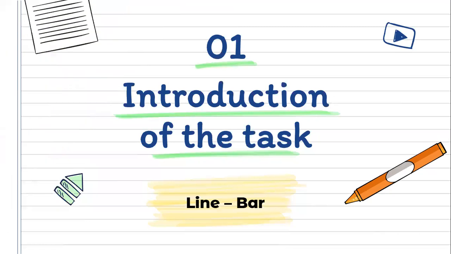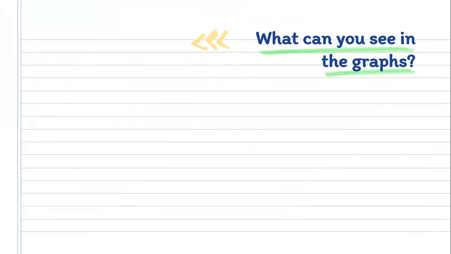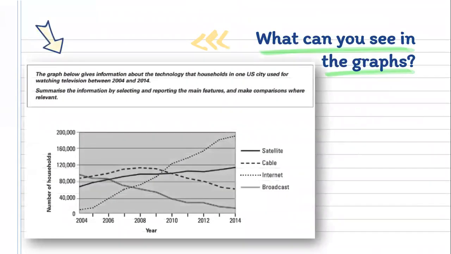First, let's have a look at what a line and bar graph is. What can you see in the graphs here? The graph below, and so on. So please, Lynn, tell me what the graph is about and what type of graph it is.